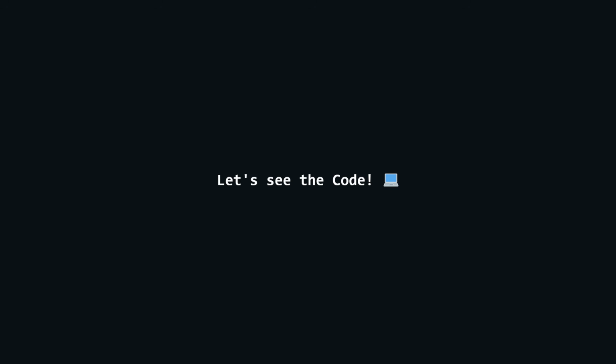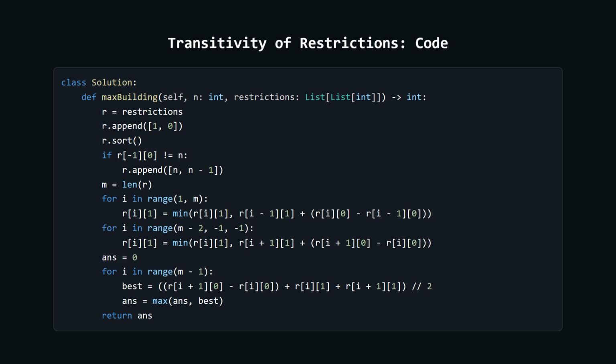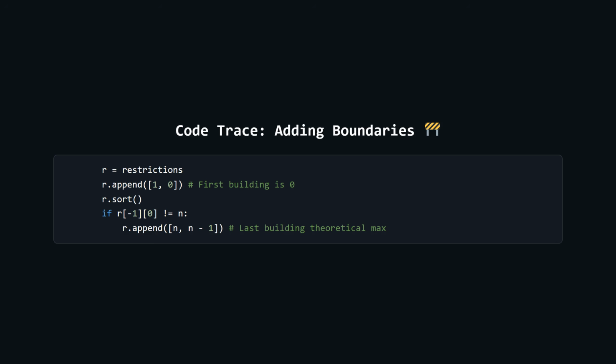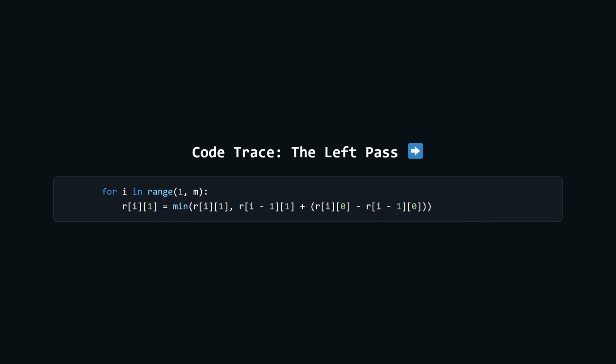Alright, let's take a look at the full Python code to see this in action. Here is the solution. It looks like a lot of index math, but let's break down exactly what the code is doing line by line. First, we take our list, add the rule for building 1, sort it, and then add a boundary for the very last building so we don't fall off the edge. Then we start our left to right loop. For every restriction we check, is its current limit smaller, or is the previous building's limit, plus the distance between them, smaller? We keep the smaller one.